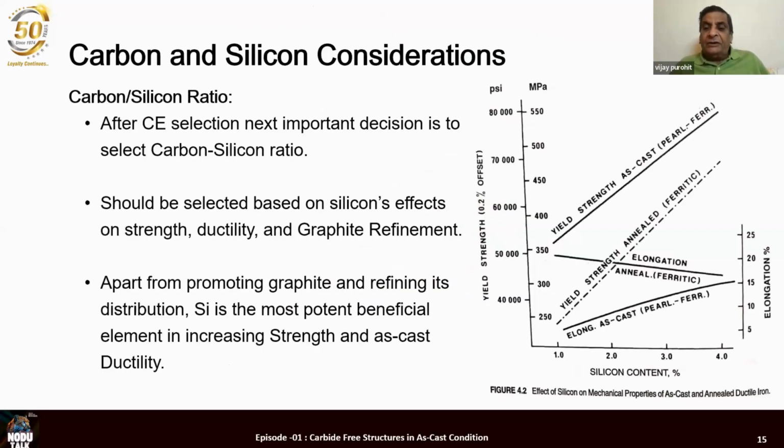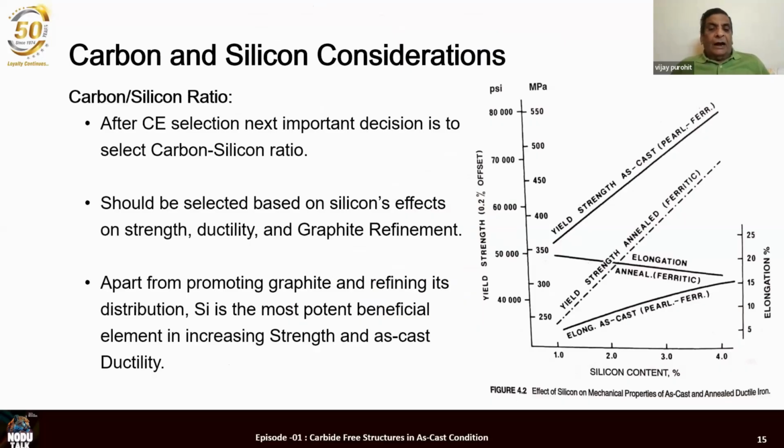Then look at the yield strength in the annealed casting. Again, as the silicon content increases, the yield strength of the annealed HDIN keeps on increasing. And on the right hand side, you have got an elongation curve. As the silicon content increases, the elongation also increases.